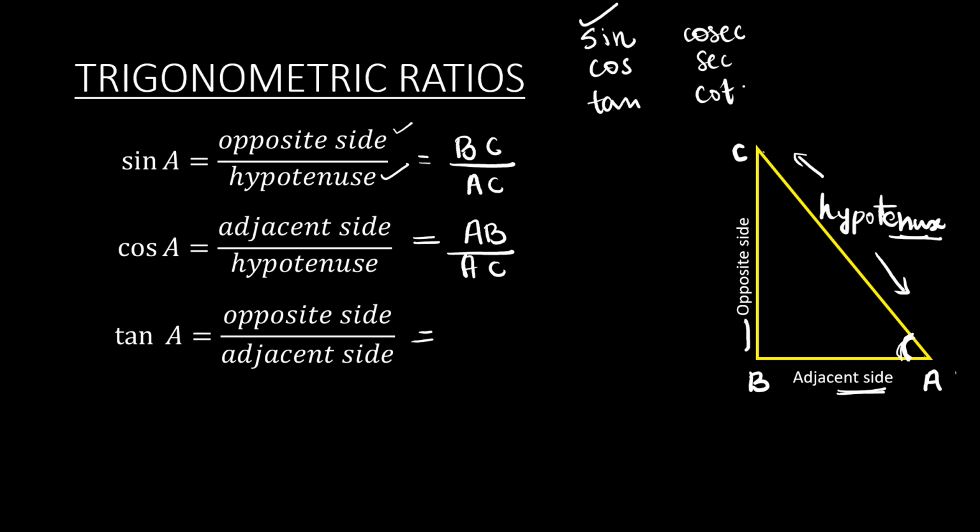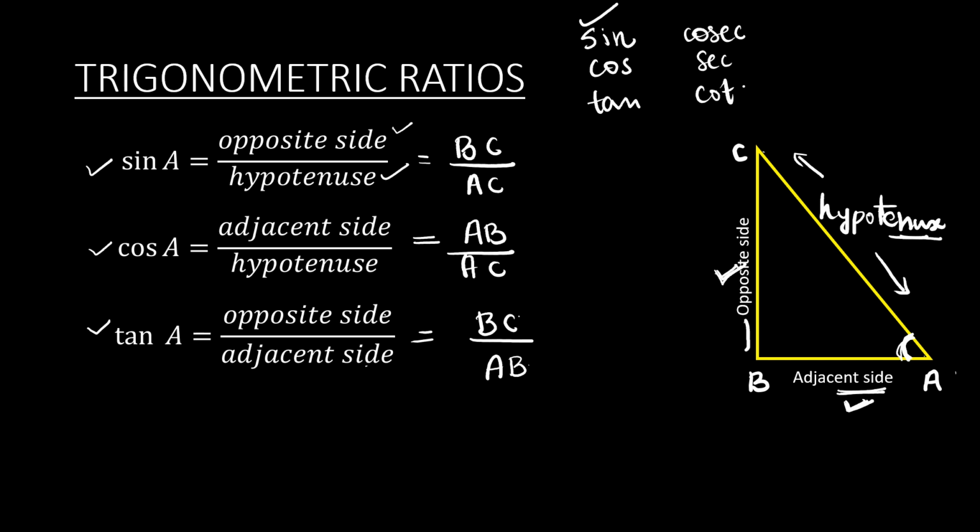Next is tan A. Tan A is opposite side by adjacent side. Here the opposite side is BC and adjacent side is AB. So tan A is BC by AB or opposite side by adjacent side. So we have got the three trigonometric ratios, that is sine A, cos A and tan A.